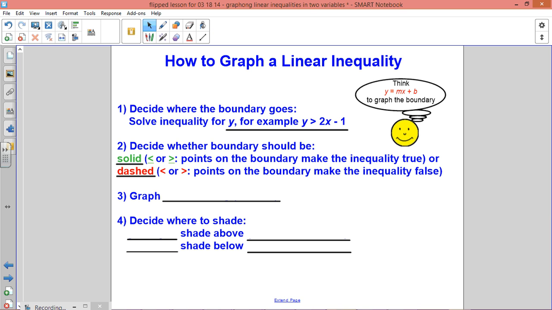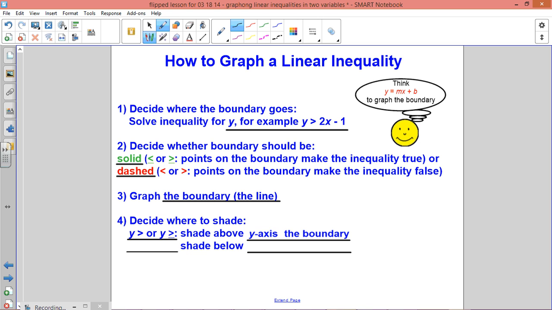Third step, I'm going to graph the boundary line. And fourth step, I'm going to decide where to shade. For y is greater than or y is greater than or equal to, I'm going to shade above the boundary line. And for y is less than or y is less than or equal to, I'm going to shade below the boundary line. Do not write in that y-axis. That doesn't make any sense.